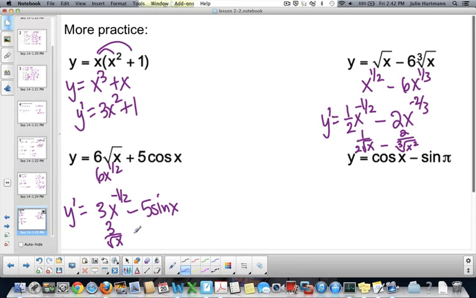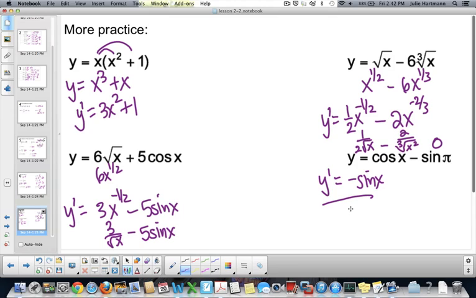Or this. And finally, y prime, derivative of cosine is negative sine of x. Now the sine of pi is 0, and the derivative of 0 is 0. So that is it there.